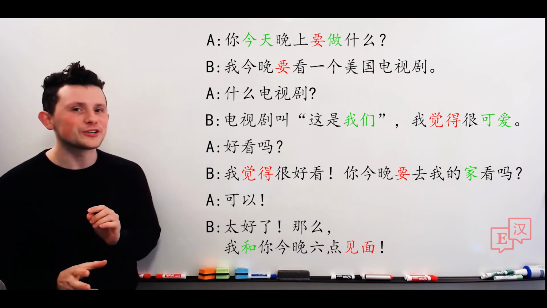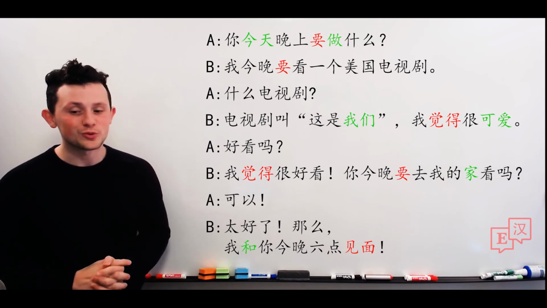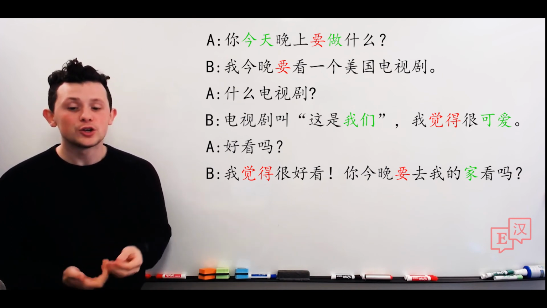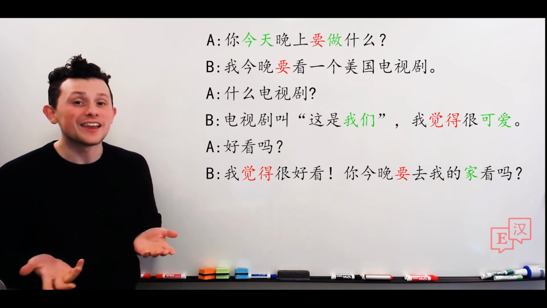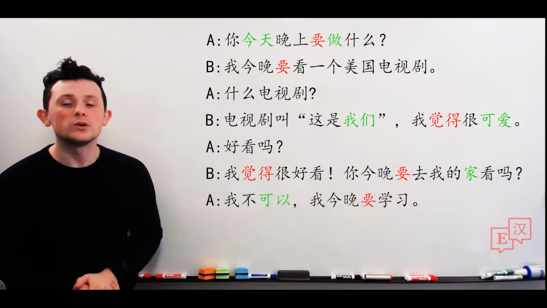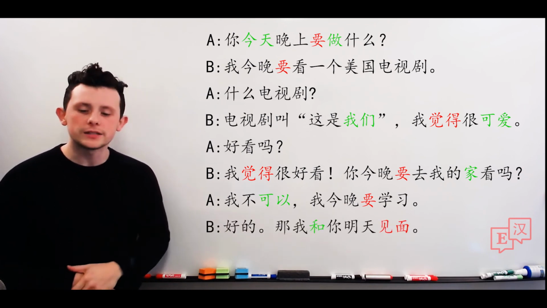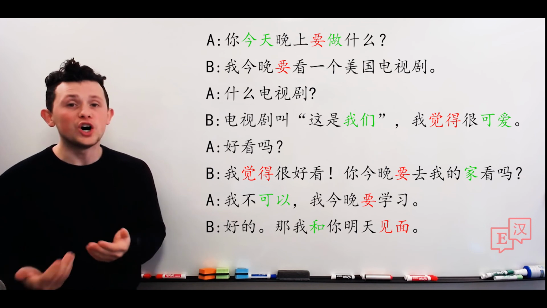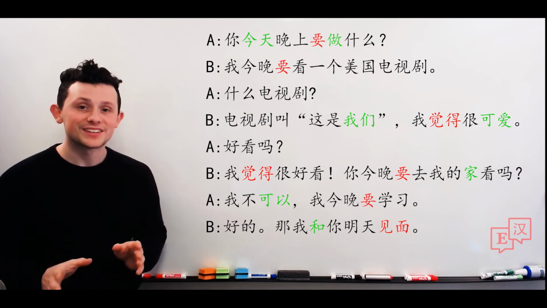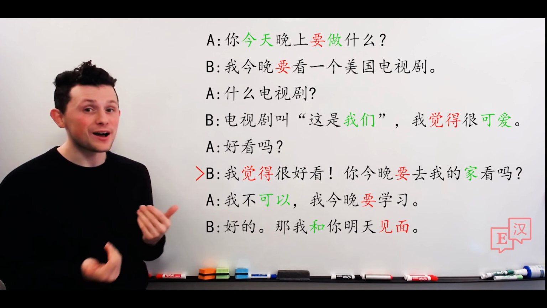Now, let's look at an alternate ending where our friend is unable to go watch the TV show. So rewind to here. 你今晚去我的家看吗？我不可以，我今晚要学习。好的，好的，那我和你明天见面。So, again, tonight, do you want to go to my house and watch it?